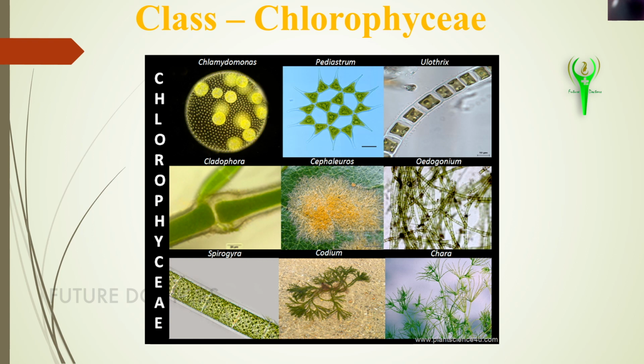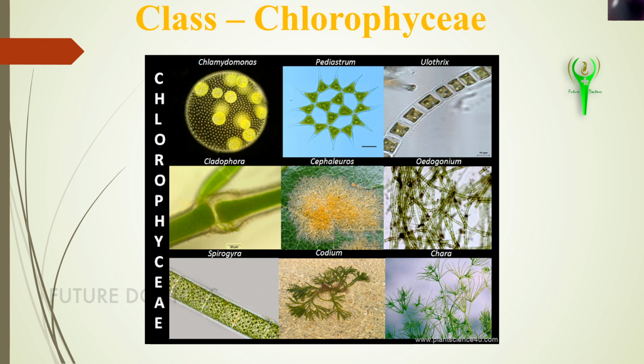Pyrenoids contain protein besides starch. Some algae may store food in the form of oil droplets. Green algae usually have a rigid cell wall with an inner layer of cellulose and an outer layer of pectose. Vegetative reproduction usually takes place by fragmentation or by formation of different types of spores. Asexual reproduction is by flagellated zoospores produced in zoosporangia.